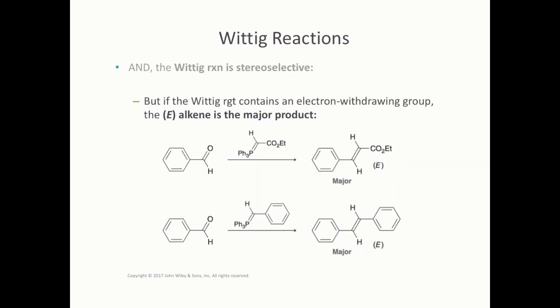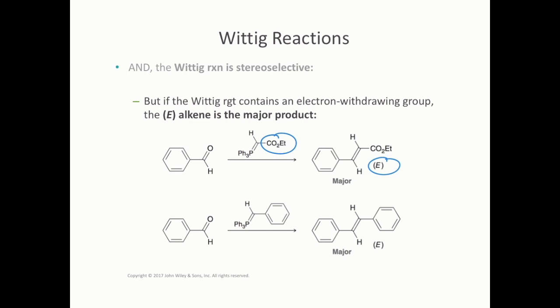If the Wittig reagent contains an electron withdrawing group like an ester, some carbonyl containing group, then we get the opposite double bond geometry as the major product, so we would get the E double bond geometry in that case.